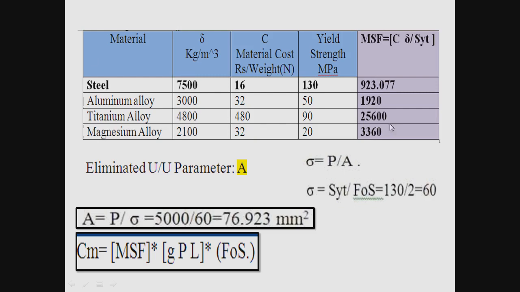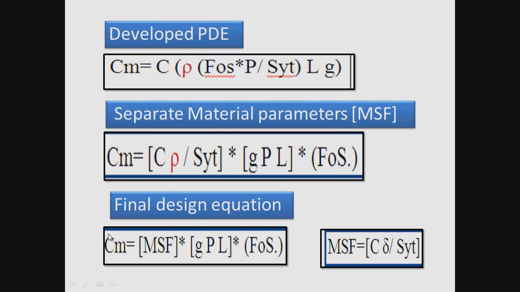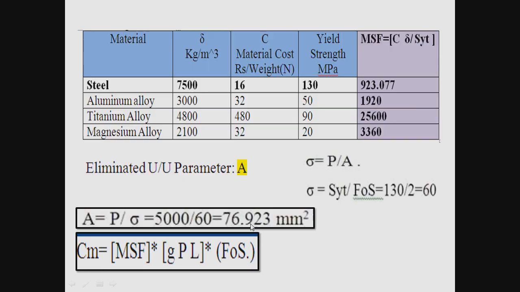And here we need to identify which one is the lowest, so that the cost of the tensile bar is going to reduce. Suppose this value reduces, then automatically the total cost of the tensile bar is going to reduce, because this is directly proportional. That's why we need to select the material which has the lowest MSF value. So here steel has the lowest MSF value, that is, the material separation parameter value.